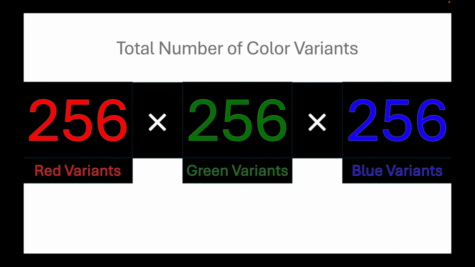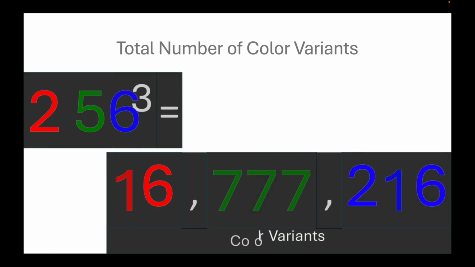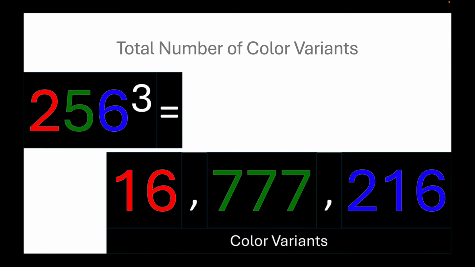Since there are 256 red variants, 256 green, and also 256 blue variants, what is the total number? If you multiply these 3 numbers together, that is 16,777,216. That's the total number of colors that you can generate using 256 variants of red, 256 variants of green, and 256 variants of blue. In other words, that number is derived by multiplying 256 thrice, or to the 3rd power, as its exponent being 3.